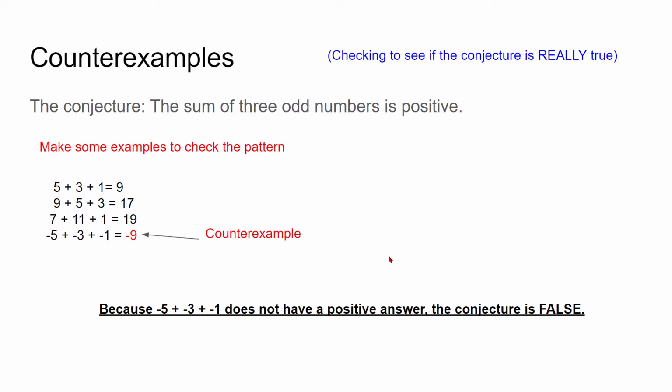So that's how counter examples work out. You just try to find one example where you break the rule.